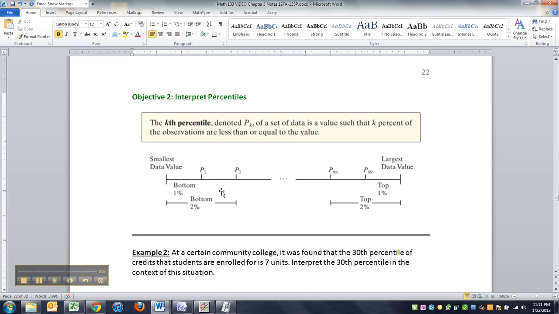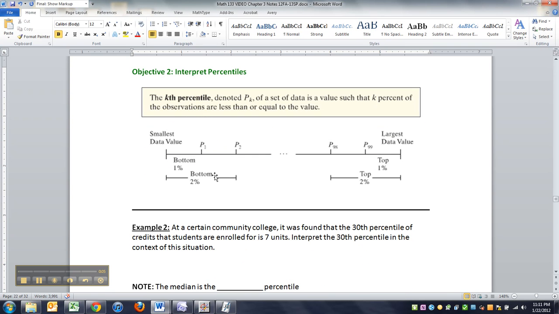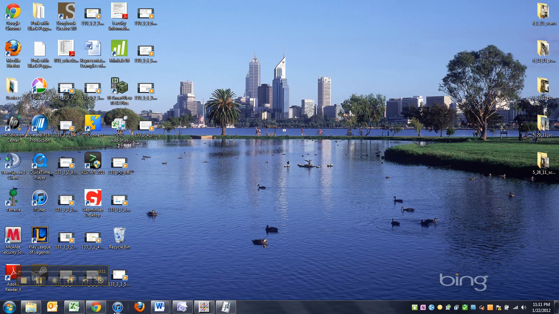All right, so we left off right here with percentiles. Again, percentiles show what percentage is below you. And of course, we've seen percentiles before.